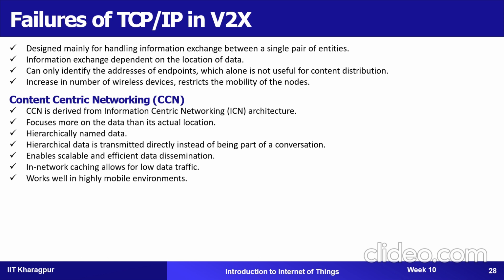The identification of where exactly a particular piece of data is present is based on naming. You know about the DNS system, right? It is similar to that. So data is hierarchically named. Hierarchical data is transmitted directly instead of being a part of a conversation, and it enables scalable and efficient data dissemination. In-network caching allows for low data traffic and works well in highly mobile environments.